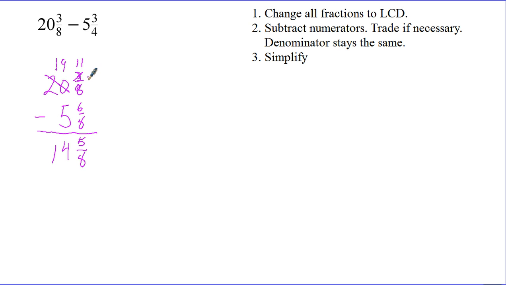Notice that you can't take 6 from 3, and since the fraction size is an 8, I'm borrowing 8/8. And the one that I took away, I just thought of as 8/8 plus 3/8 is 11/8. Shortcut, just the original denominator plus the original numerator equals the new numerator after the trade. Check to be sure that this is a reduced fraction.